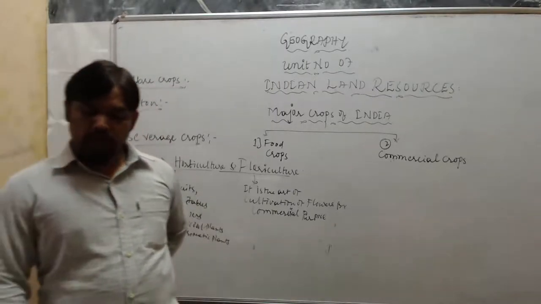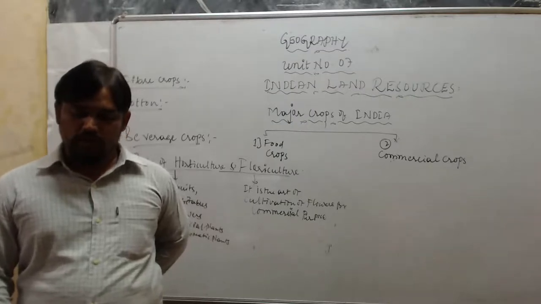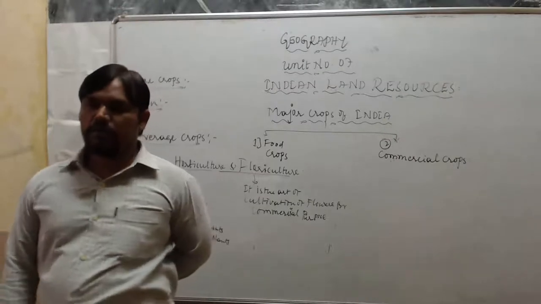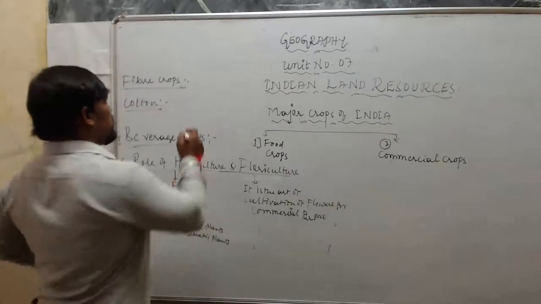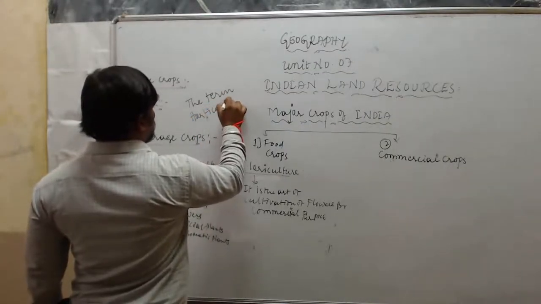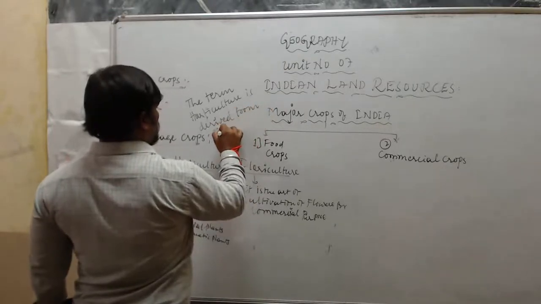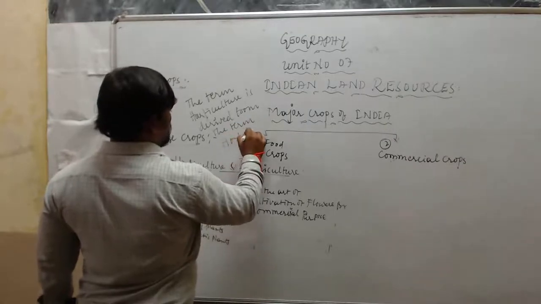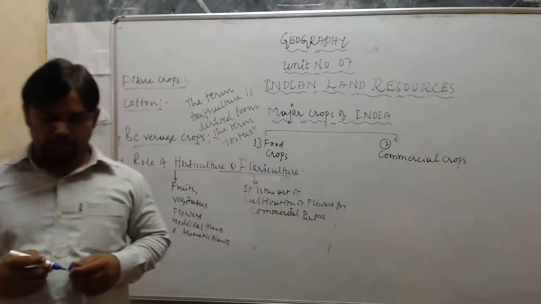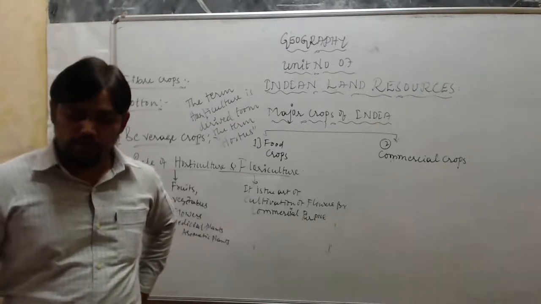Next, the term horticulture is derived from the Latin words hortus, meaning garden, and colere, meaning to cultivate. Hortus meaning garden and colere meaning to cultivate.